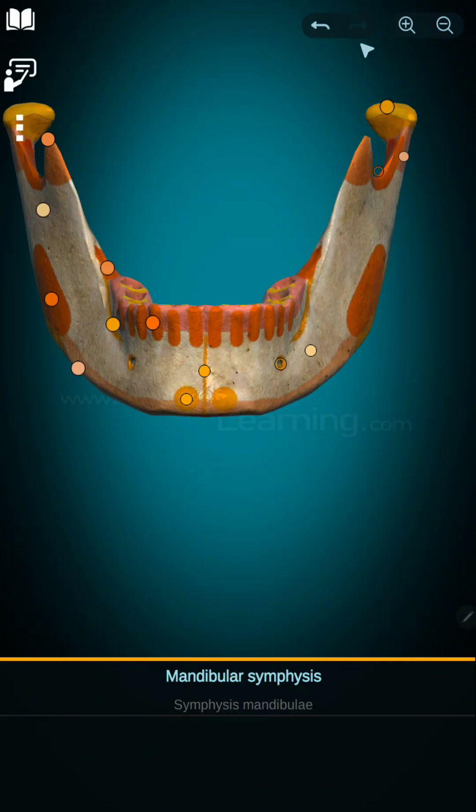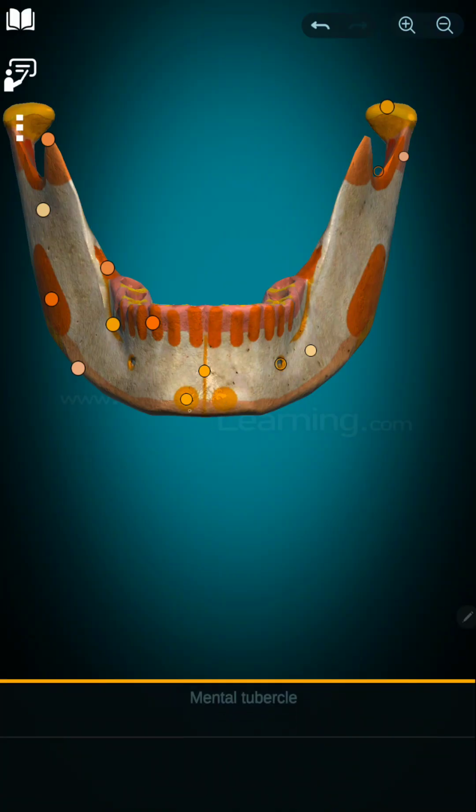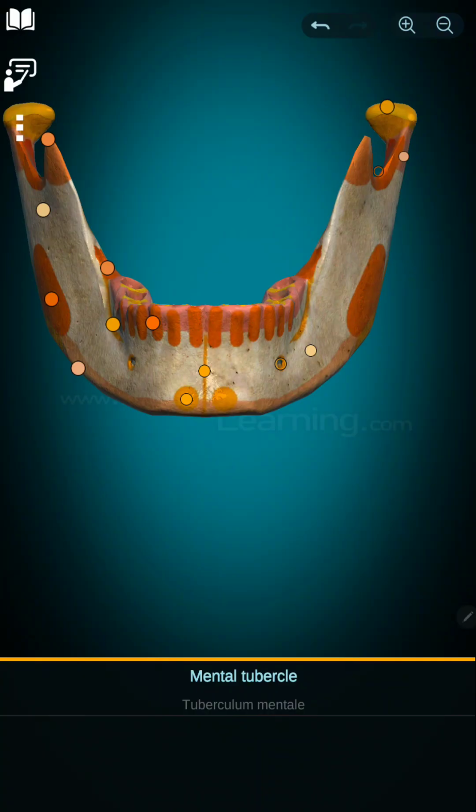Now next we have the mental protuberance. Mental protuberance is nothing but a median triangular projection area. It is simply a triangular projection area in the lower part of the mandible. And the inferolateral angles form the mental tubercles. You can appreciate here, these are the mental tubercles.